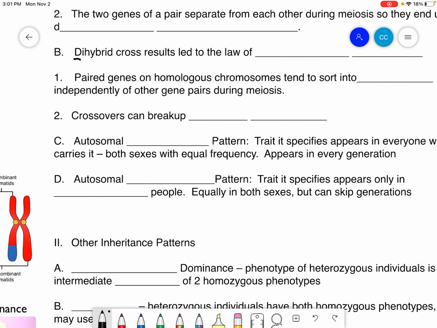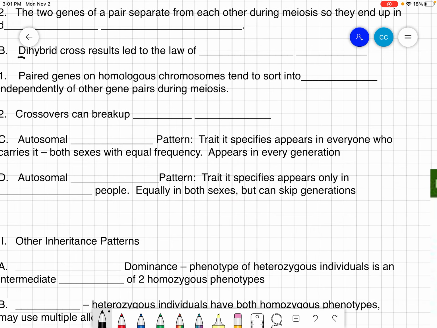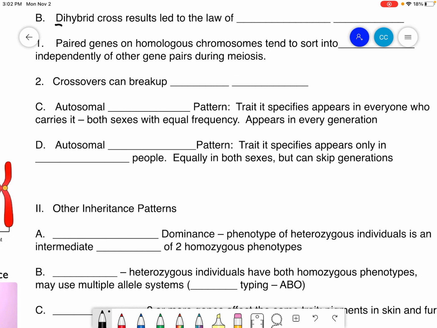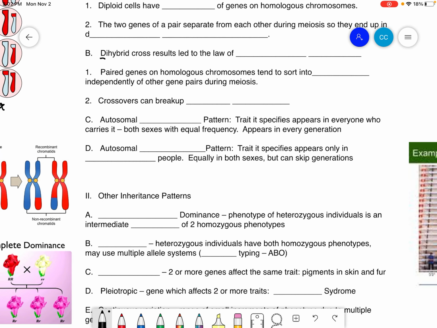Autosomal dominant pattern comes first. This trait appears in everyone who carries it. So it happens in both sexes with equal frequency, and it appears in every generation. So whether you are big B, big B, or big B, little b, either one of those, you would still exhibit this dominant trait.